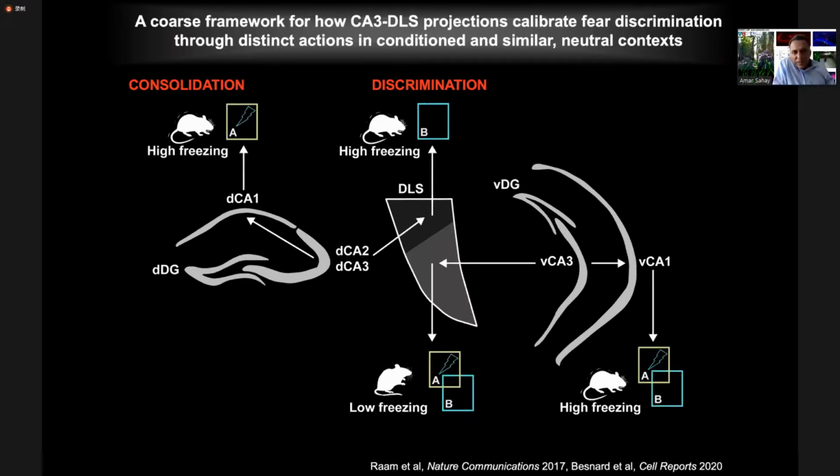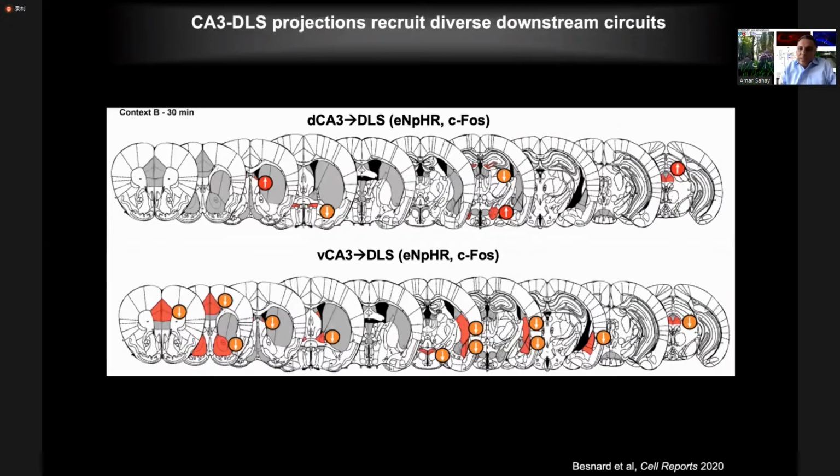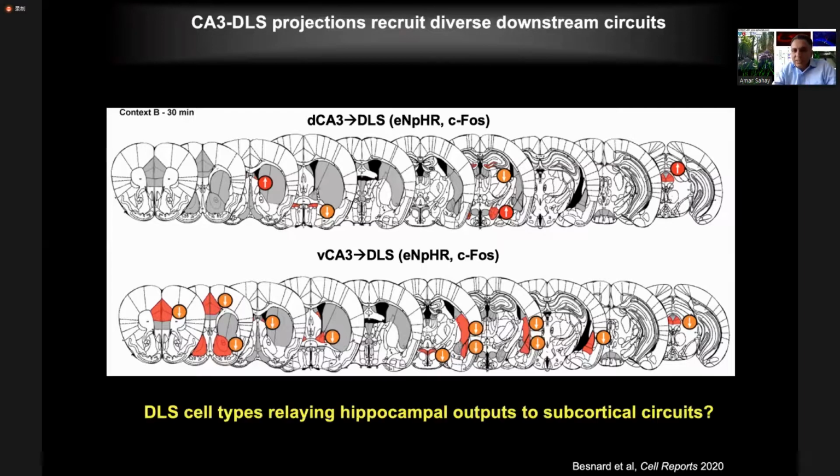During the course of these studies, when Antoine silenced dorsal CA3 projections in the DLS or ventral CA3 projections in the DLS, we observed widespread changes in downstream subcortical circuits as assessed by cFos immunohistochemistry. These observations motivated us to think about what are the identities of the cellular relays within the DLS that link computations about context in the dorsal hippocampus and in the ventral hippocampus with all of these different subcortical circuits, such as the PAG, the BNST, the lateral hypothalamus, and the supramammillary nuclei, for example.